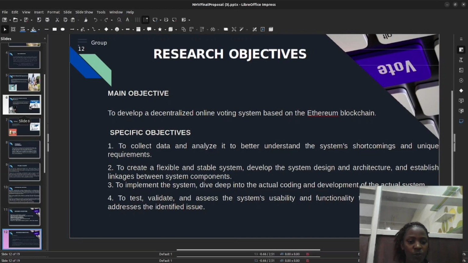Number two, to create a flexible and stable system, develop the system design and architecture, and establish linkages between the system components. Then number three, to implement the system, diving deep into the actual coding and development of the system. And then lastly, to test, validate, and assess the system's usability and functionality to determine whether it addresses the identified issue.